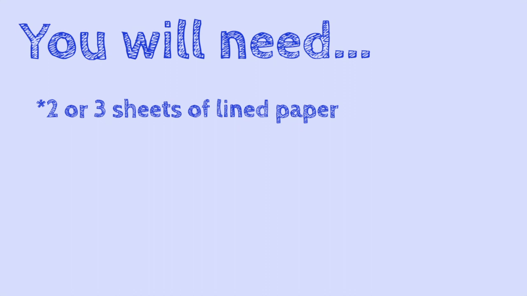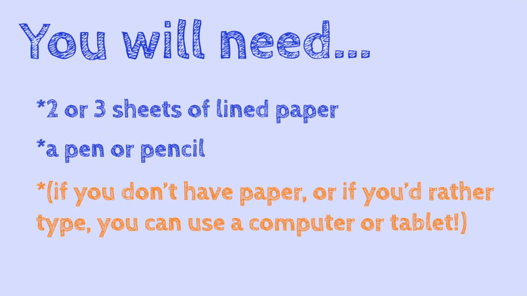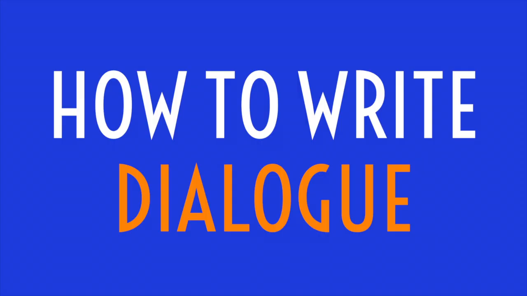I'm here to help you learn how to share your ideas, whether that's for an audience of 1 or 1,000. Today's video is how to write dialogue. You will need 2 or 3 sheets of lined paper, depending on how big your handwriting is. I ended up needing 3 sheets, and a pen or pencil, whichever you like better. If you don't have paper around, or if you would rather type, then you can use a computer or tablet instead. Let's get started.